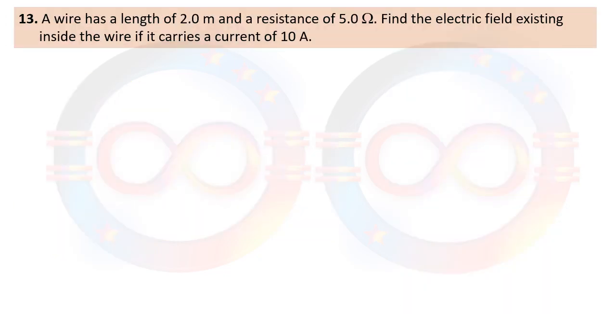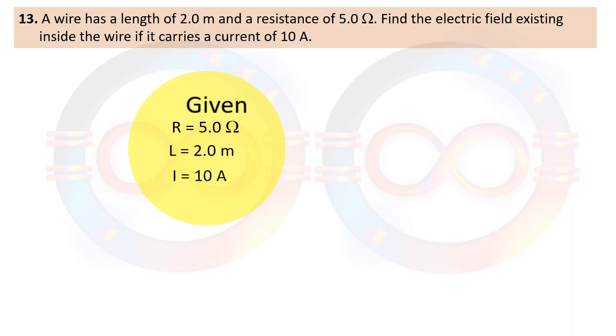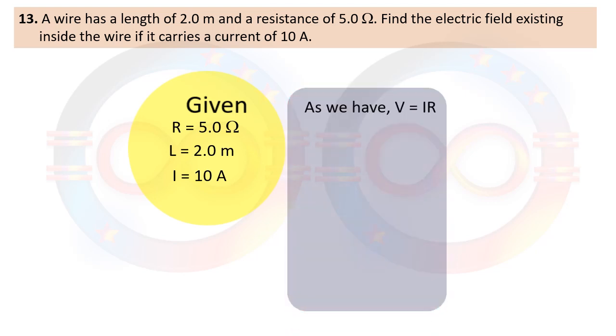Question number 13. A wire has a length of 2 meter and resistance 5 ohm. Find the field existing inside the wire if it carries a current of 10 ampere. So what all things are given here in the question? R is 5 ohm, L is 2 meter, and current is 10 ampere. To get the value of electric field, again we are going with the same formula, Ohm's law. V is equal to IR, E is equal to V by L, it means IR upon L, and all the values are given here.